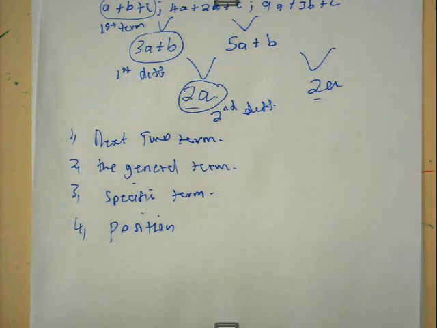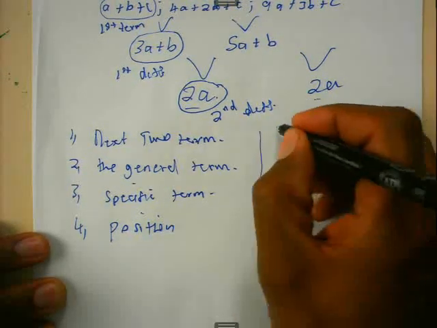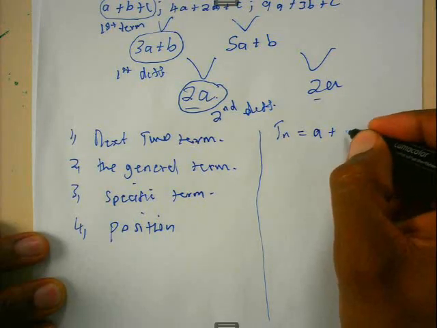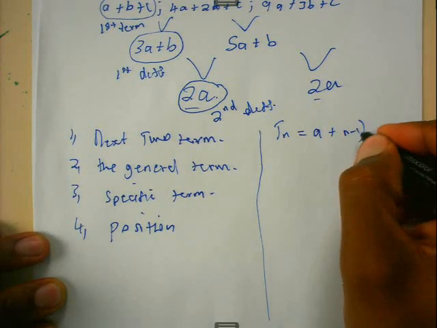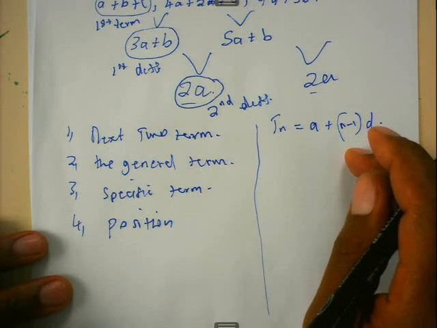Boys and girls, I just wanted us to remind ourselves about the quadratic pattern before we look at the past paper. Of course, you remember we also have the linear pattern, a plus n minus 1 multiplied by d. Of course, this one is a linear or arithmetic pattern.